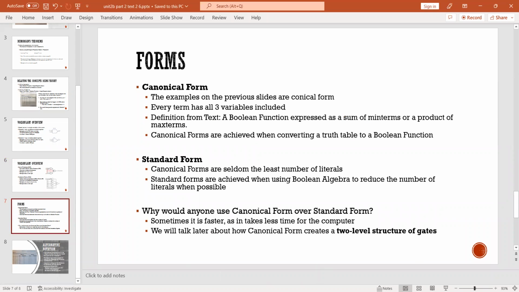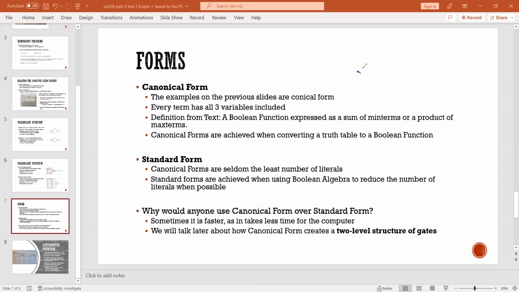So we're going to go on to 2.6. They call the section canonical, I don't even know how to say this word, canonical and standard form. And I don't know that that's the best name for the section, but we want to discuss these different forms. So the examples on the previous slide were canonical forms.